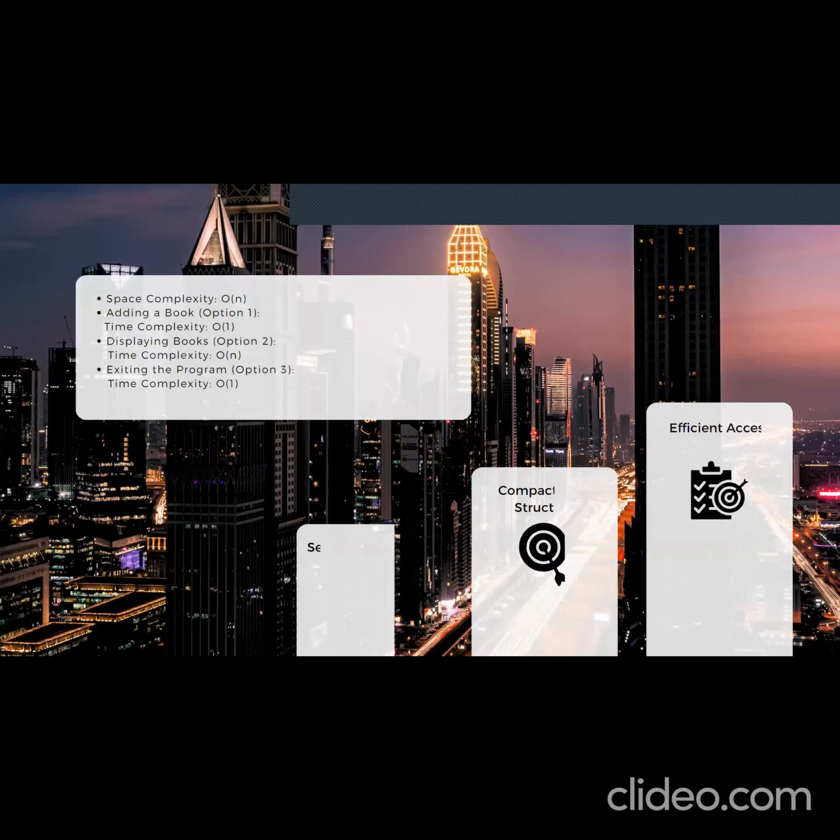So now let's see the time and space complexity of the following code. The space complexity of the code depends on the number of books, so it would be O of n, and the time complexities are given for every function. That is, for adding a book, it will be O of 1. For displaying a book, it will be O of n, as n implies the number of books. And when exiting the program, it will be O of 1.